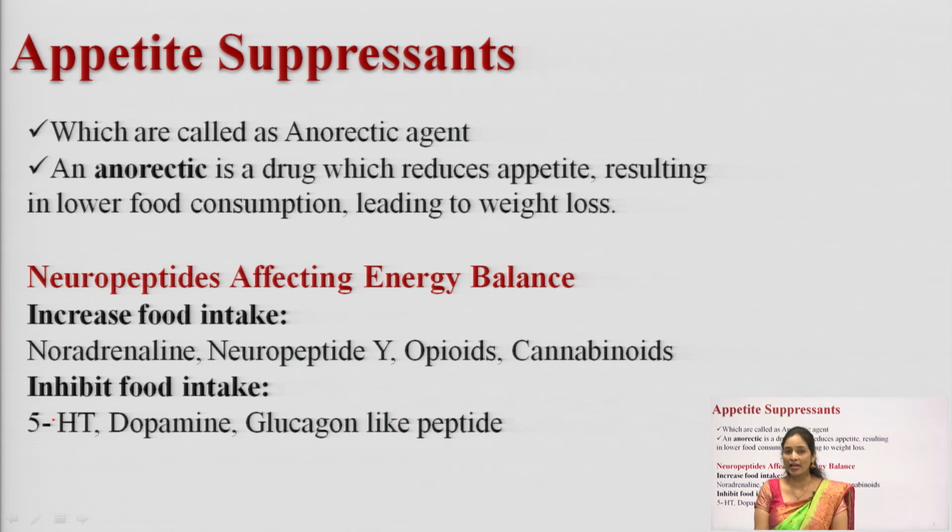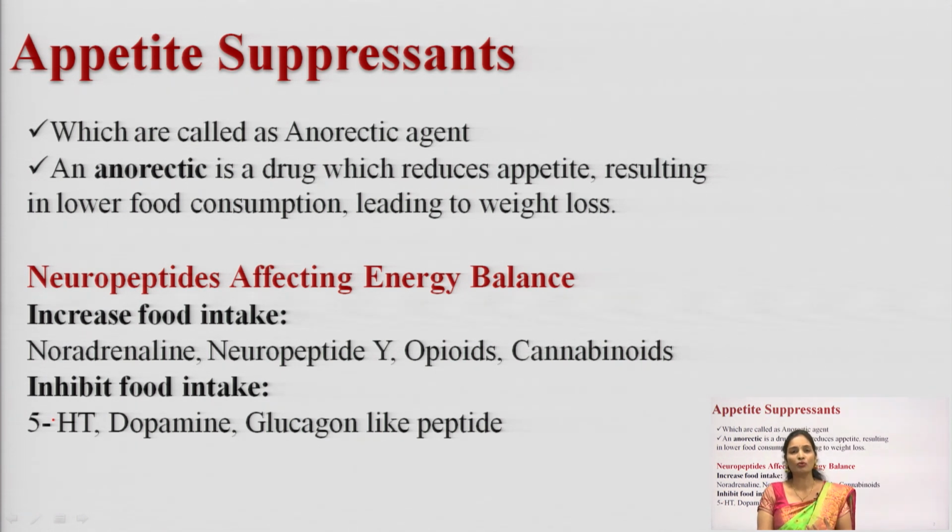In the previous class we had discussed the appetite stimulants. What are the appetite stimulants? Appetite stimulants are the drugs which will stimulate the appetite. Appetite suppressants are the drugs which will suppress the appetite. Appetite suppressants are also called anorectic agents. The anorectic agents are the drugs which will reduce the appetite, or decrease food consumption.